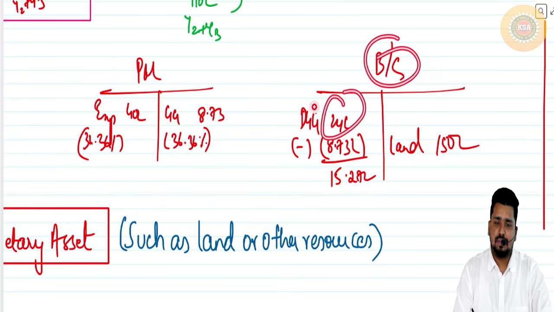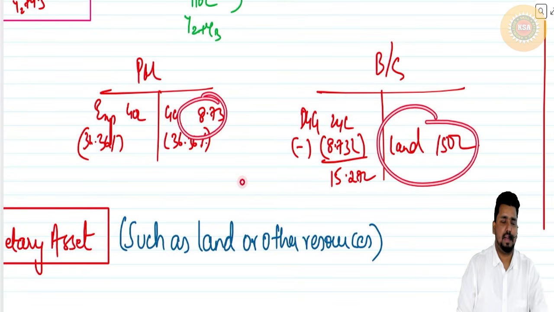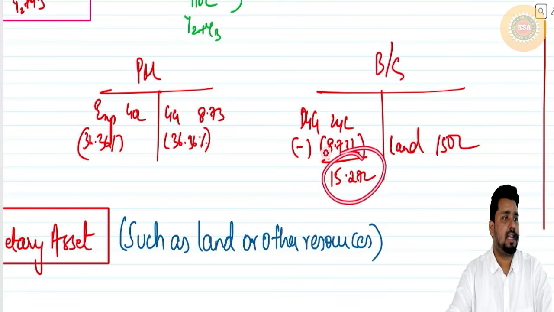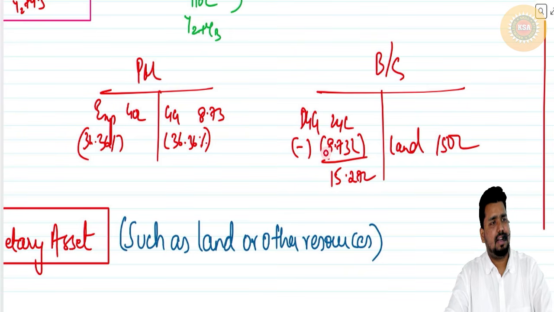In the balance sheet, starting we are having 24, then we transferred 8.73, and land will remain the same. What about this 15.27? It will be taken to the subsequent year. That cycle will keep going.